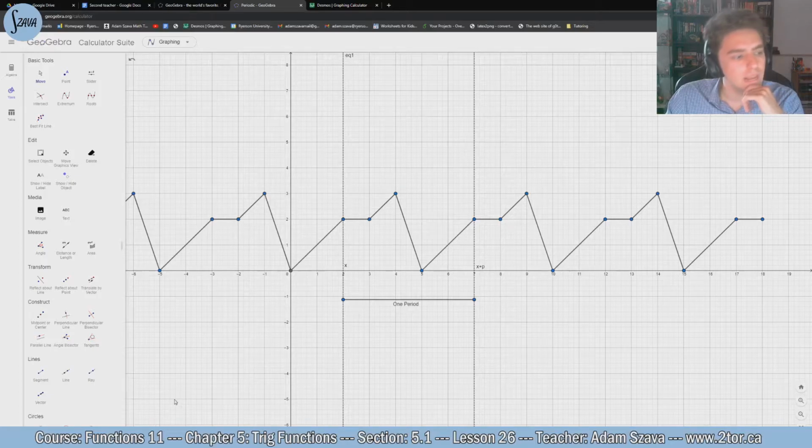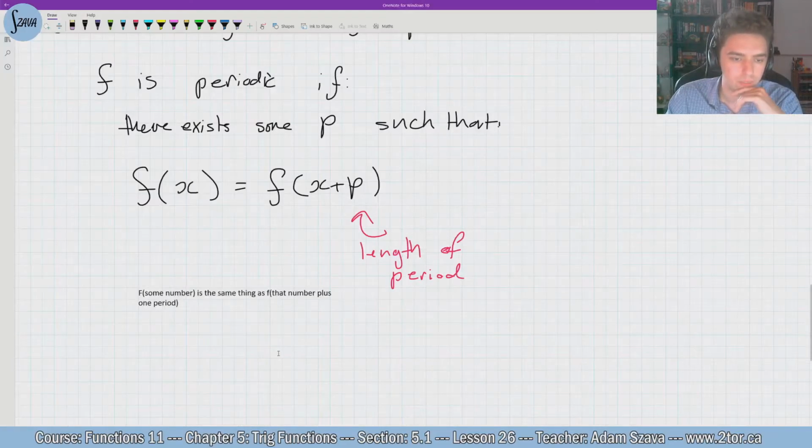So periodic behavior is trying to understand data that repeats itself. And now trig functions are very useful for this. We're going to talk about this in the next section, but trig functions repeat themselves. And so that's why they're important to study, because they can be used to study anything that repeats itself, like Ferris wheels.